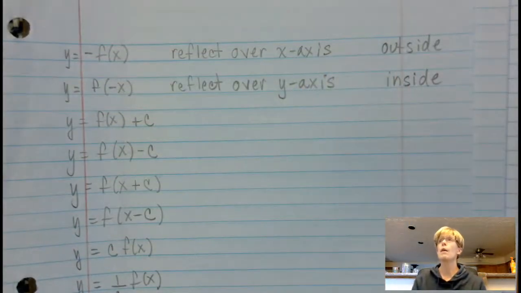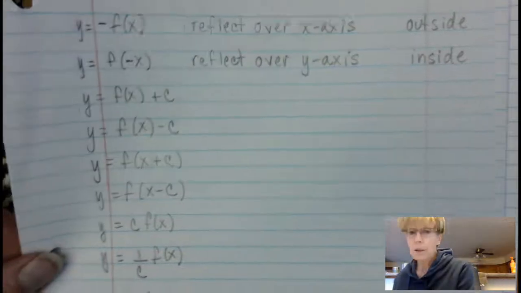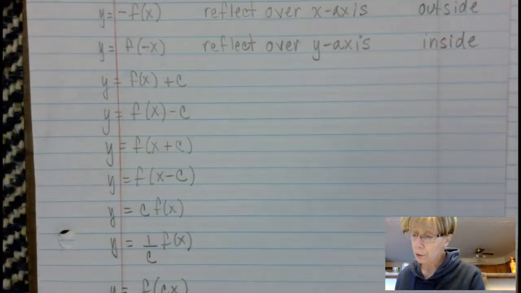Some of these transformations, the next four in fact, if we have a function plus c, that means that we're going to move our graph up c units. And if we have minus c, that's going to move our graph down c. And those are both outside the function.